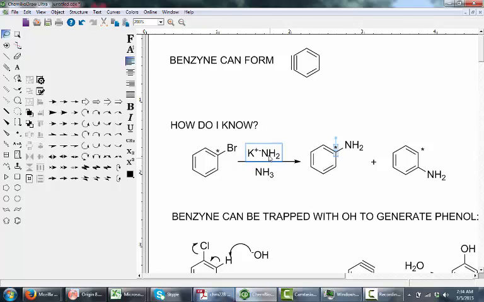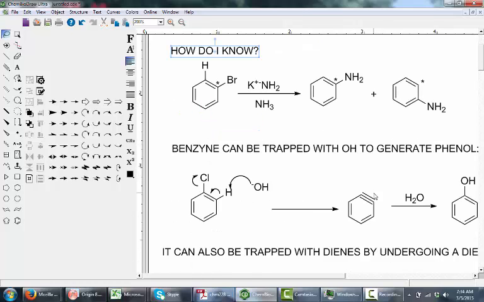So what this NH2 group is going to do first is pull off the H that's on the adjacent carbon. If I pull off the H, then kick off the bromide, I form benzyne. I'm going to go through the mechanism of benzyne formation in a second. And then that benzyne is what reacts with the NH2 minus to generate this mixture of products.